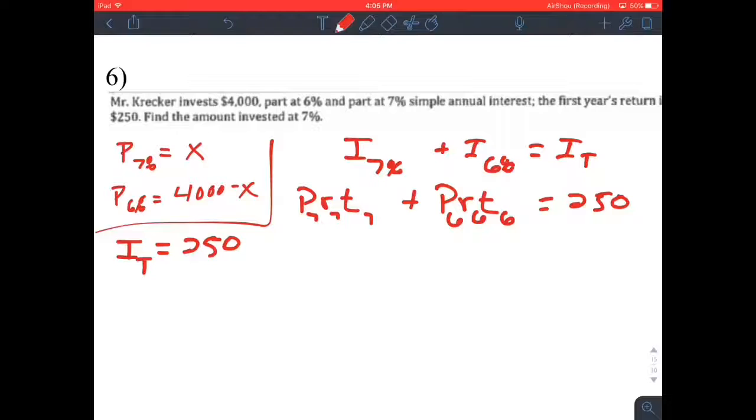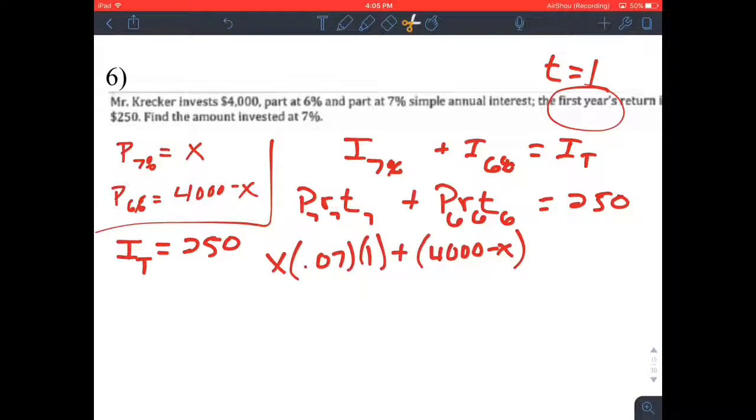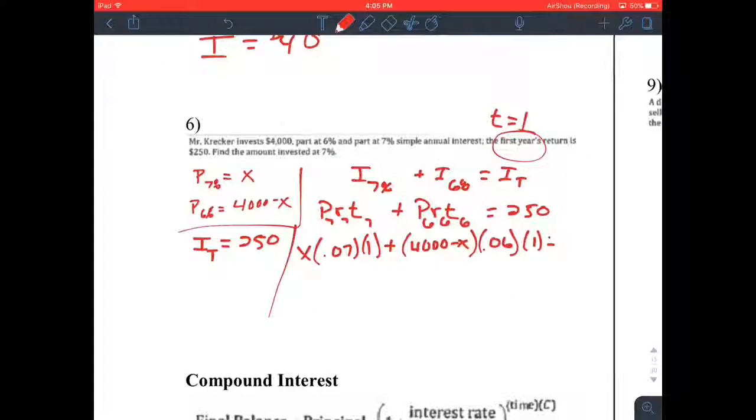Well, the principal at 7% is X. The rate is 7%. It says for the first year, so that means the time is 1. Principal at 6%, a little more complicated. It's 4,000 minus X. The rate at 6%, not complicated at all. 6%. It's in there for 1 year. And once again, this needs to equal $250.